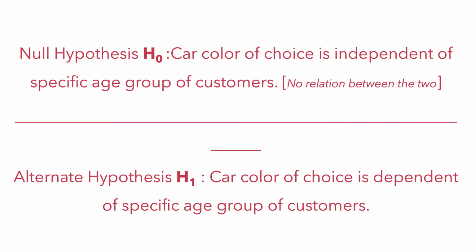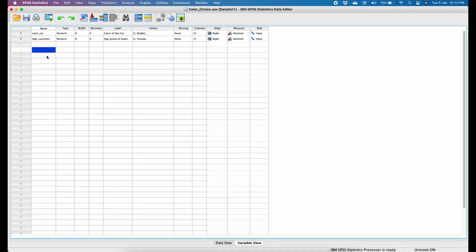In this particular case, our null hypothesis would be that car color of choice is independent of specific age group of customers. That is, no relationship exists between the choice of color and age group of the buyers. Whereas our alternate hypothesis would be a logical opposite of this, that car color of choice is dependent on specific age group of customers.